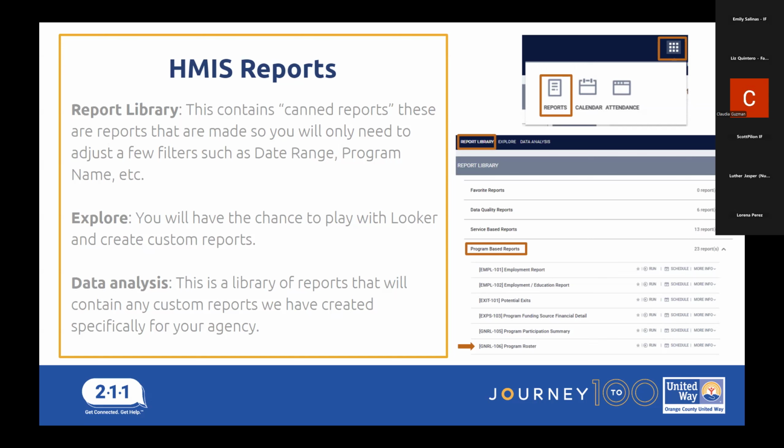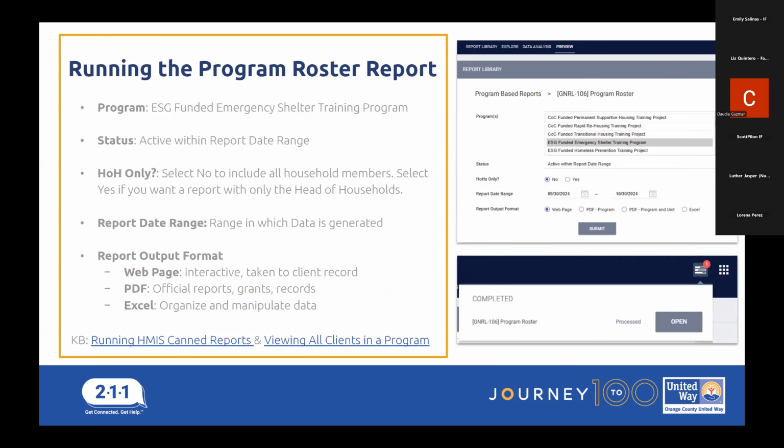Before this training, we will focus on using the canned reports under the program-based reports. This program-based report lists programs that has information for clients with the selected status in the selected program. We are going to be using the program roster report today. Click Run, or if you would like to schedule a report on a specific day, you can by selecting the scheduling report icon and selecting which dates you would like this report to be ran on. Choose your program. In our example, we will select ESG Funded Emergency Shelter Training Program.